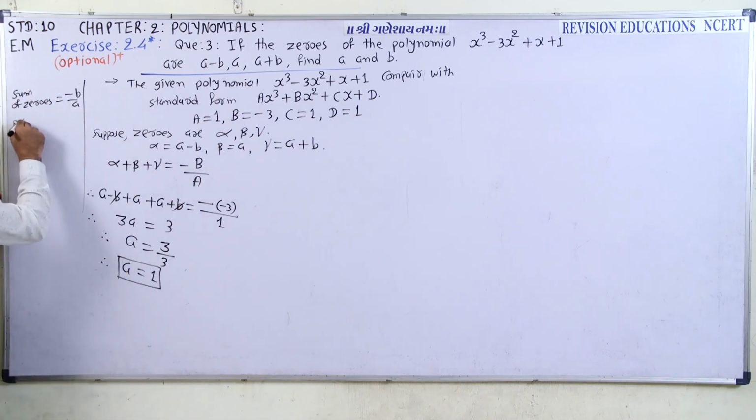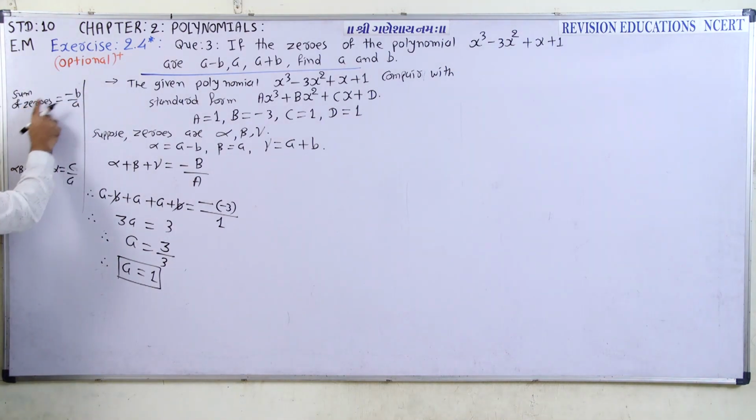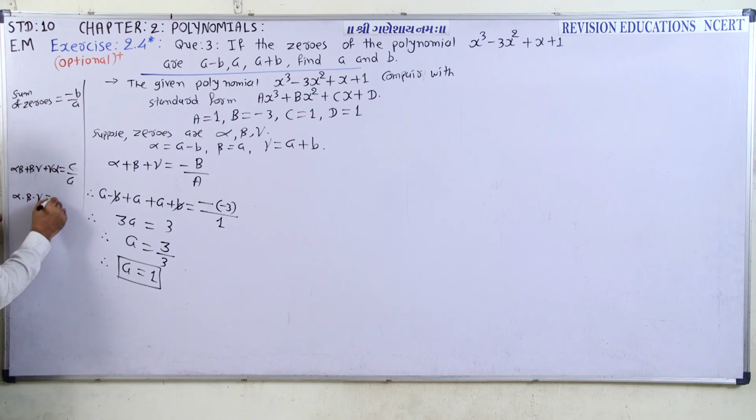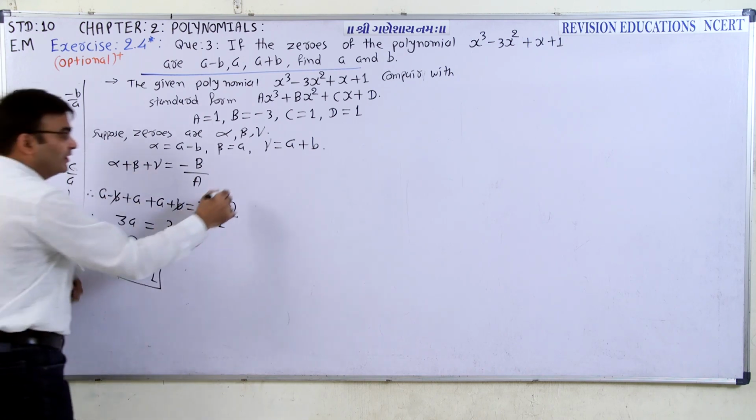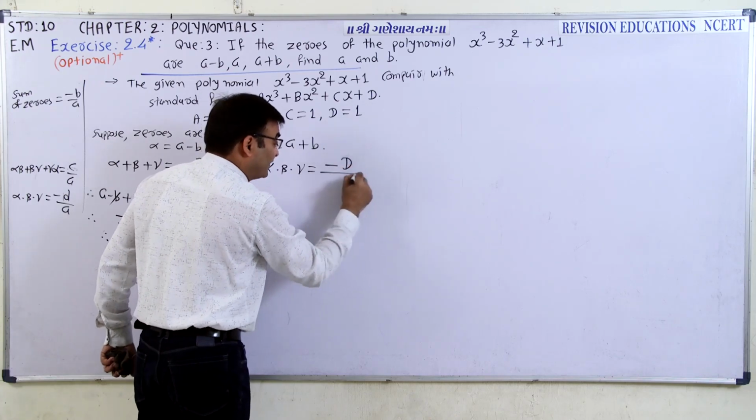Now for b. Product of zeros is equal to minus D by A. This is a cubic polynomial, so its product of zeros is minus D by A. Once again: sum of the zeros is minus B by A, product of zeros is minus D by A, and the other formula is alpha beta plus beta gamma plus gamma alpha is equal to C by A. It is good to remember them in sequence. Sum of zeros is minus B by A, sum of the products of two zeros is C by A, and the product of zeros is minus D by A. So here we use the formula: product of zeros, alpha into beta into gamma, is equal to minus capital D upon capital A.